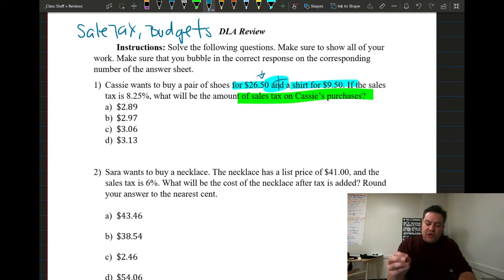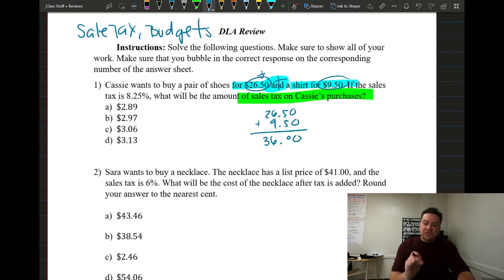So in order to find the total first, I gotta combine this and this. 2650 and 950. Hold on. $26.50 plus $9.50. That's 27 and 9, that's $36. $36. Now, that's the subtotal. I need to find the taxes.